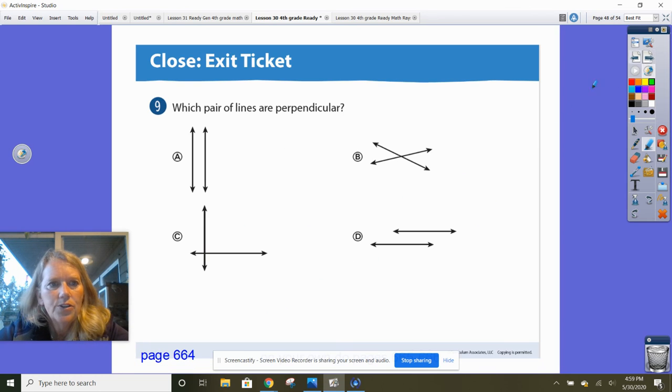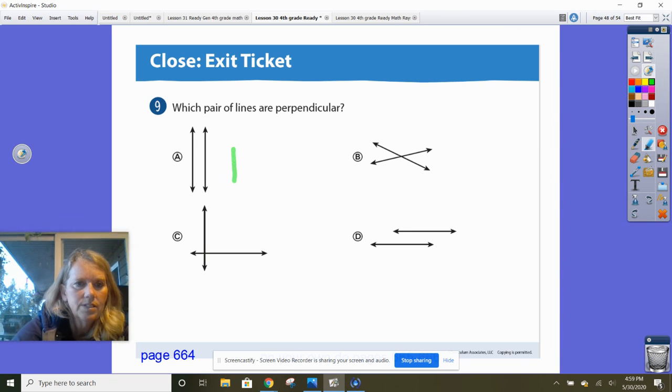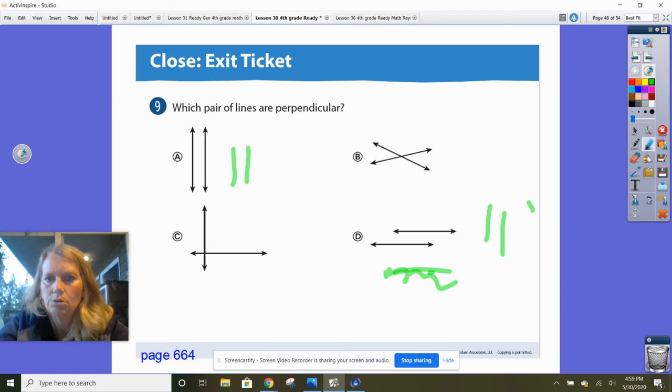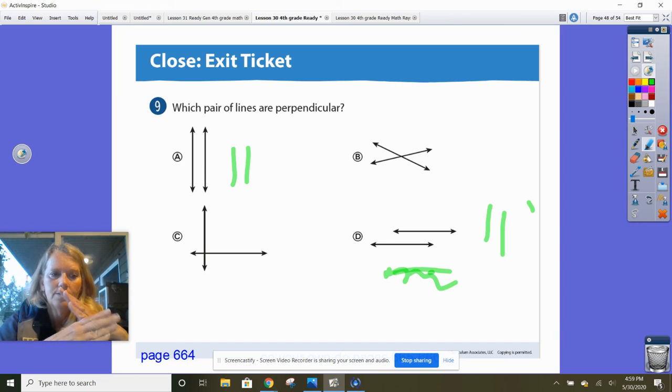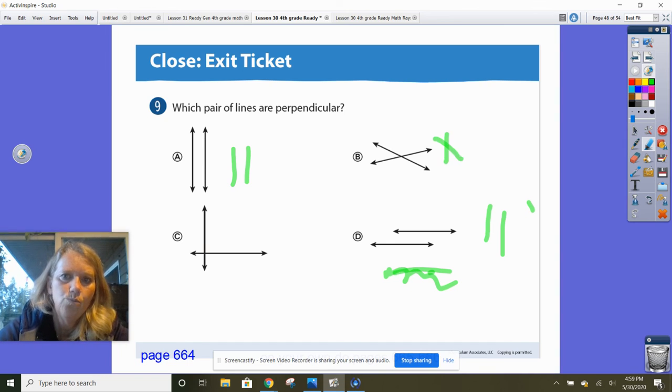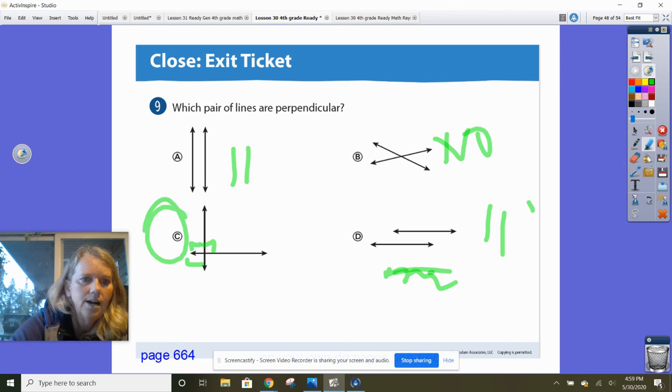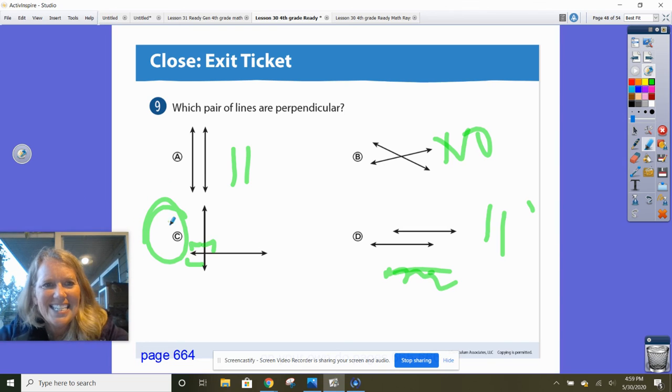Parallel comes in pairs. Which pair of lines are perpendicular? That's obviously parallel. This one's parallel. These are parallel. This one, they cross, but they have to cross at 90 degrees, so no. This one, does it cross at 90? Yes, it does. I agree. Letter C for number 9 on our exit ticket.